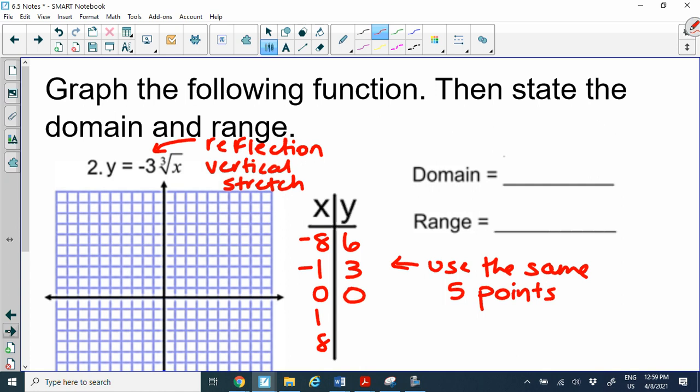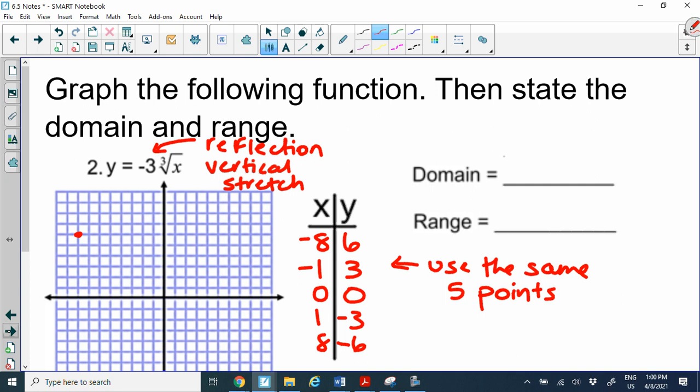And cube root of 1 is 1, times -3 gives us a -3. And cube root of 8 is 2, times -3 gives me a -6. Now notice with our cube roots, the numbers repeat, it's just the signs are different. And that's what always should happen. Your y values will always repeat, but you're going to have different signs. So I go to -8, and then that's going to be a +6. So 1, 2, 3, 4, 5, 6.